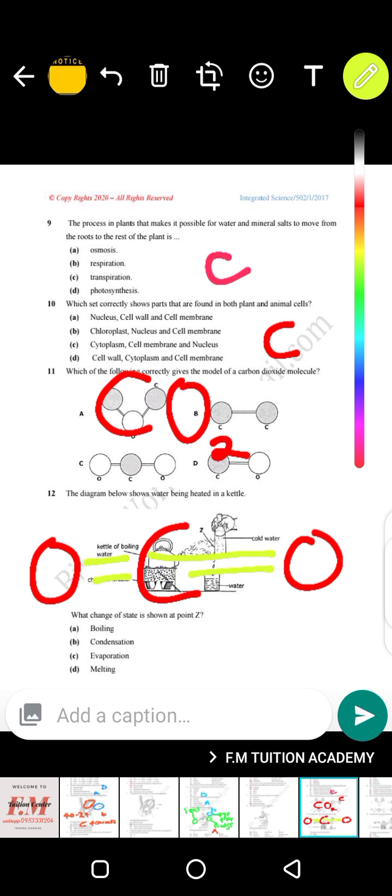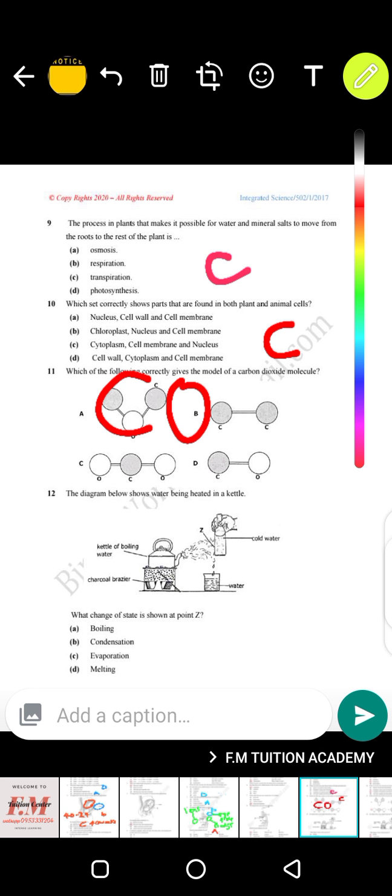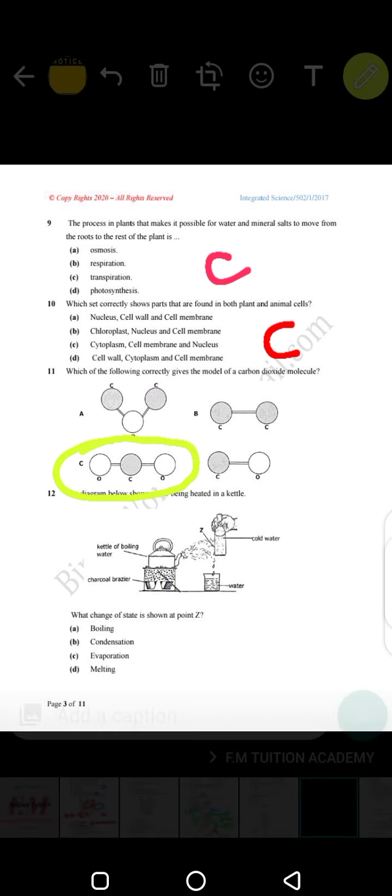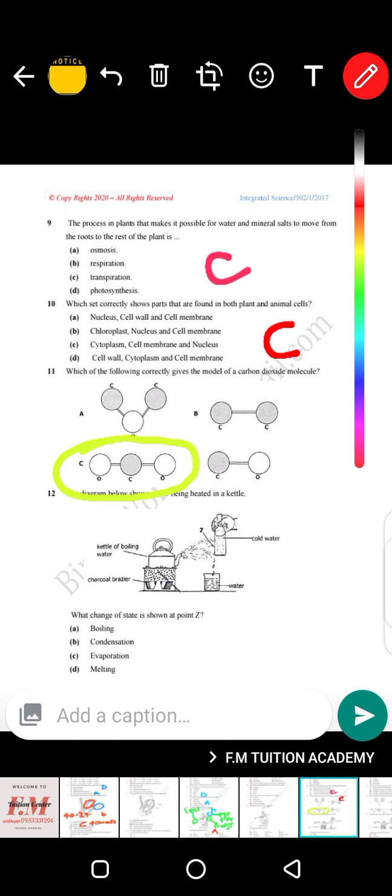So C in the middle, meaning the correct answer here, guys, is actually C. CO2 is written like that as a formula, but when you're drawing it, it should look like this. So the correct answer here is C.